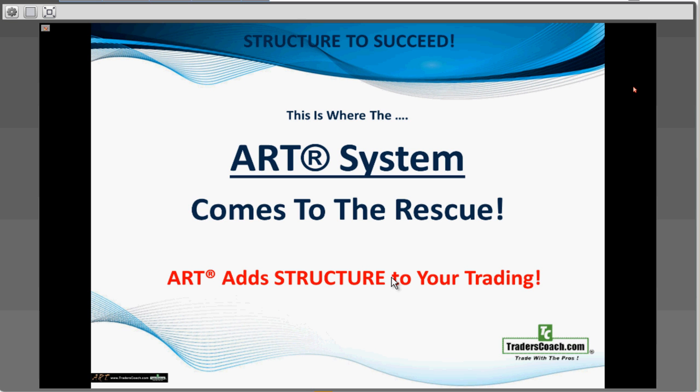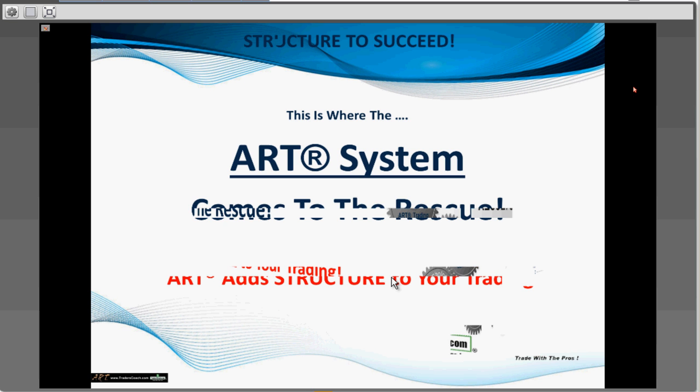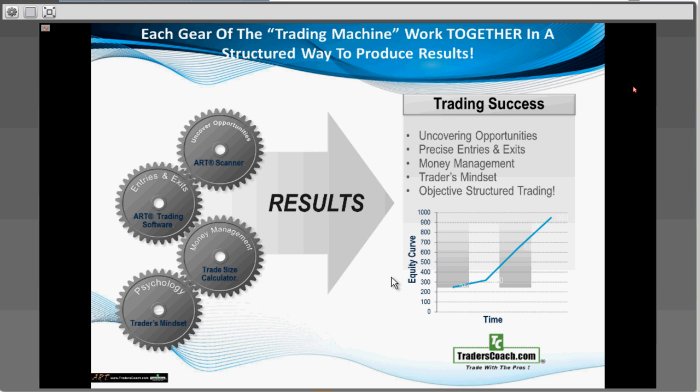So when you think of the ART system, I want you to think of a system that has tremendous structure and also quite a few moving parts in it. Let's take a look at some of these moving parts.